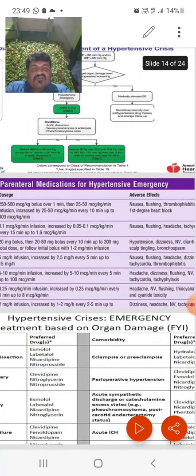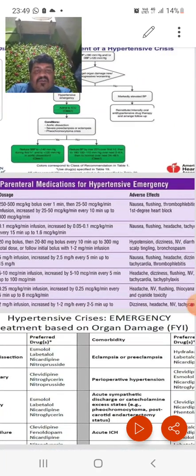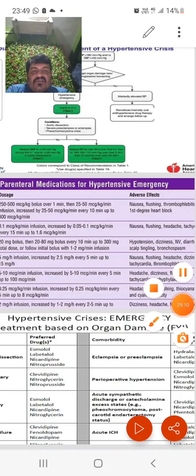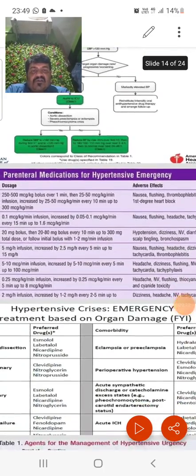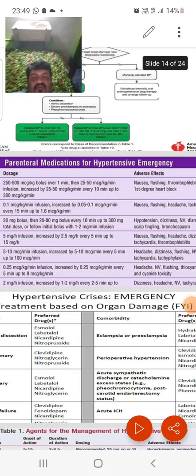What are the side effects of this levetolol? Hypertension, dizziness, diarrhea, scalp tingling, and bronchospasm.